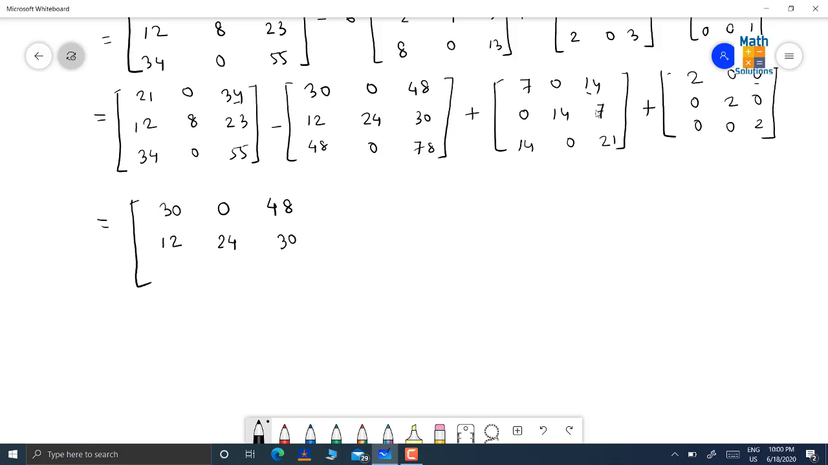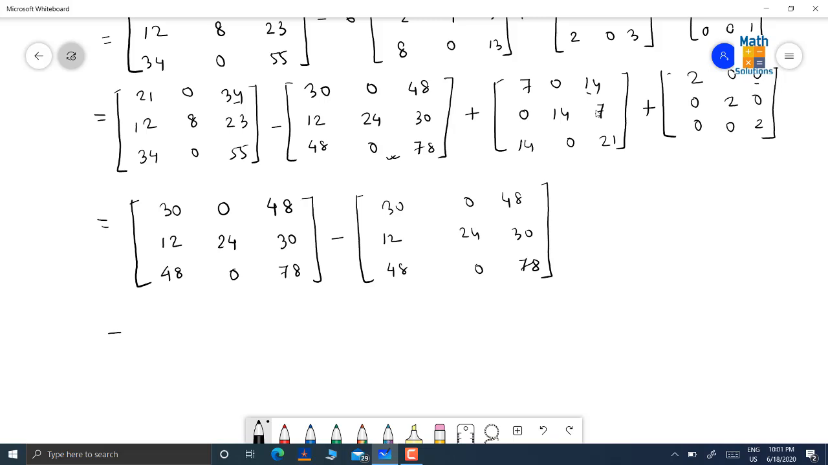Then 23 plus 7, it is 30 plus 0. So the result will come as 30. Then 34 plus 14, the result will come as 48, then 0, all zeros are there. Then 55 plus 21 plus 2, so the result comes as 78 here. Then there is only one negative matrix, that is this one. So we put the values 30, 0, 48, then 12, 24, 30, then 48, 0, 78.